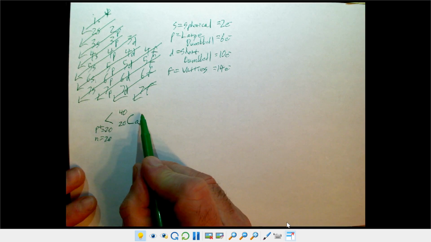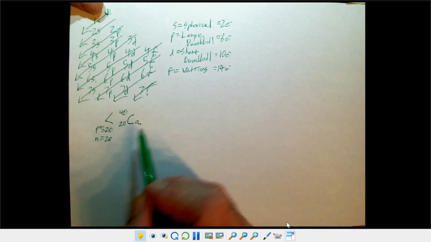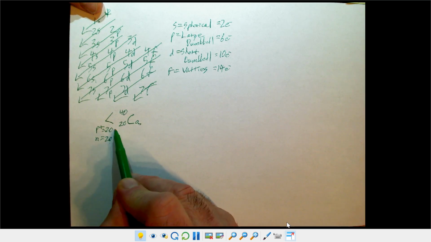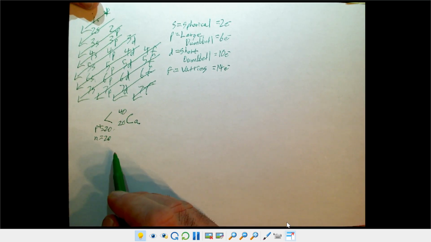Now, since there's no charge on this, this is not an ion, and it's neutral. That means that if we have 20 protons, we also have 20 electrons. So that's the number that we're going to go to.